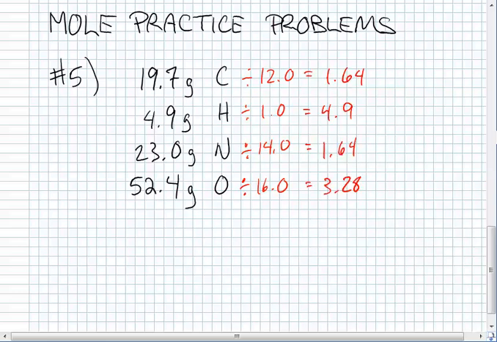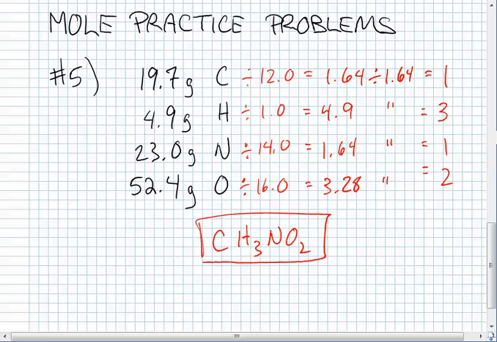Alrighty, so there are the molar amounts, and now we're going to divide all of those by the smallest number, which is 1.64, and that'll give me a ratio. There it is there, nice whole numbers. So here is my empirical formula, CH3NO2. There you go.